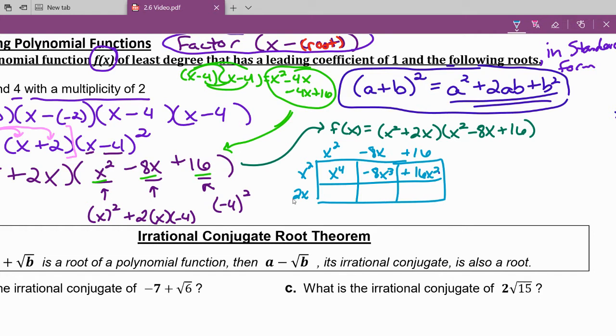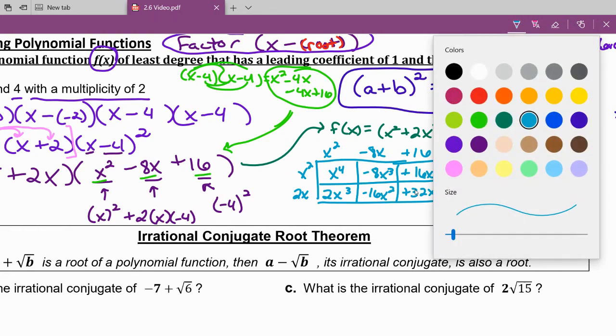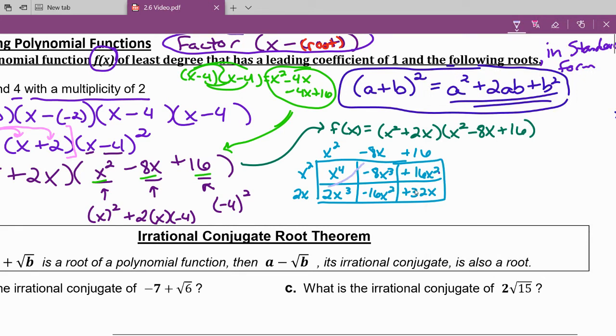And then take your 2x and multiply it to all 3 of them. 2x times x squared is 2x to the 3rd. 2x times negative 8x is negative 16x squared. And 2x times 16 is a positive 32x. So then what we do is combine our like terms. And if you notice, your like terms are usually in the diagonals. Not always, but a lot of times this works this way.